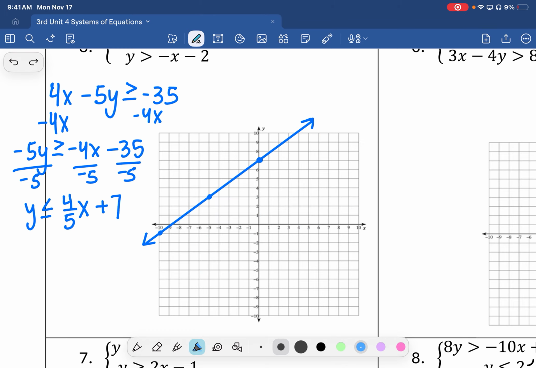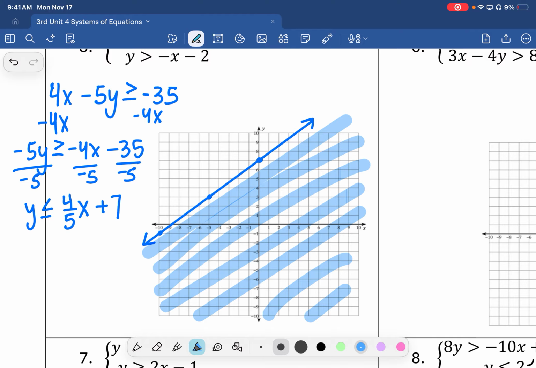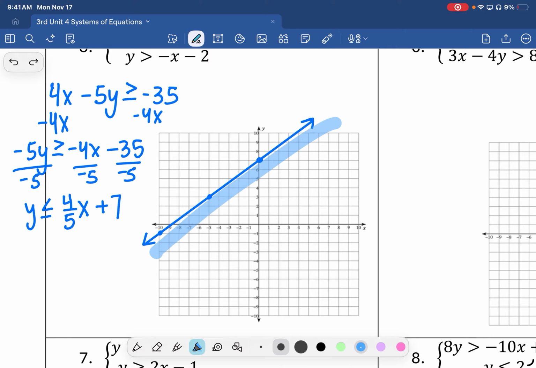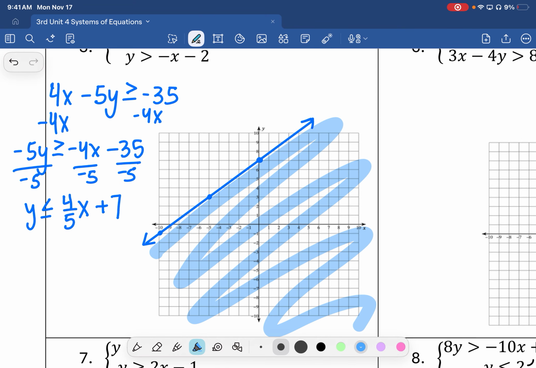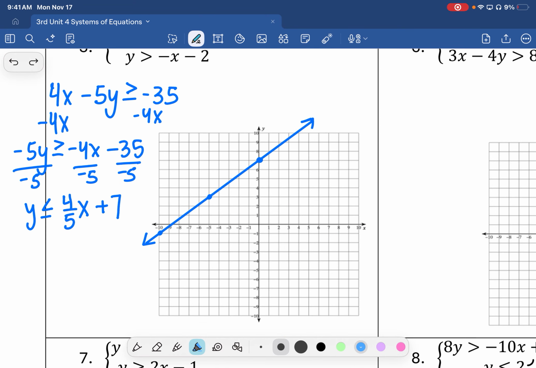Now, if you want to just shade in by doing lines through it, that's good. If you want to do it just doing a squiggle, that's good. You do not have to color the whole thing.